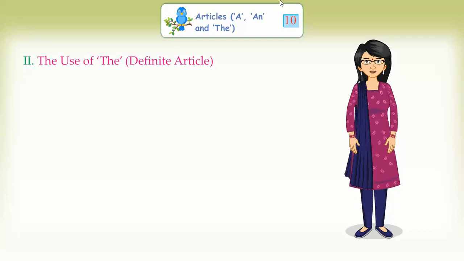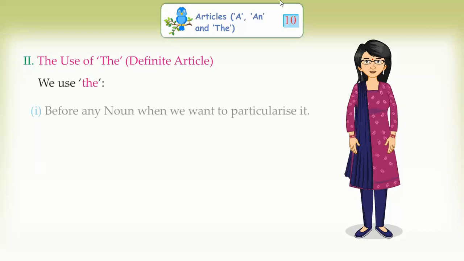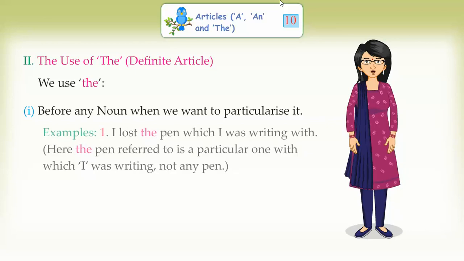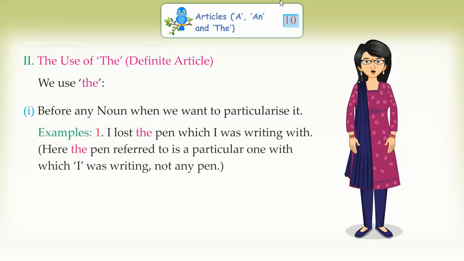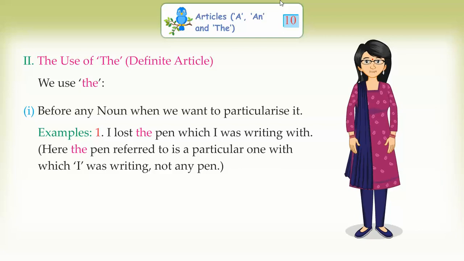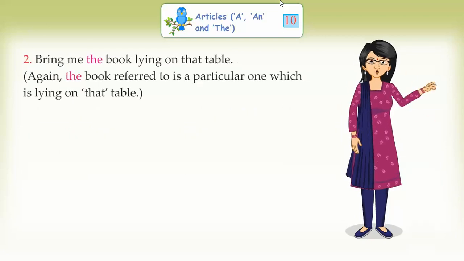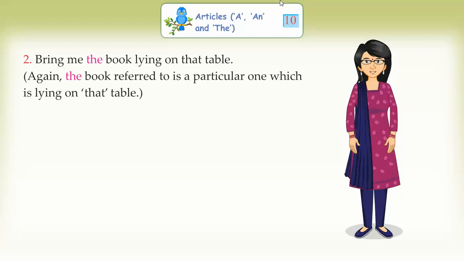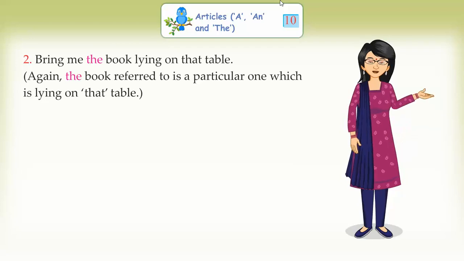The use of the. We use the before any noun when we want to particularize it. Example, I lost the pen which I was writing with. Here, the pen referred to is a particular one with which I was writing, not any pen. Bring me the book lying on that table. Again, the book referred to is a particular one which is lying on that table.